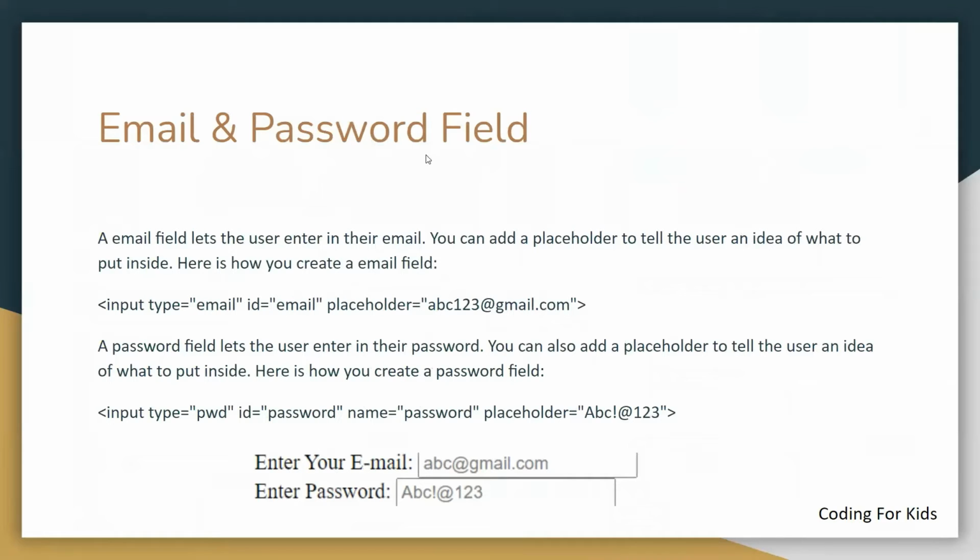Then there's the email and password field. The email field lets the user enter their email. You can add a placeholder right here. You can see there's this light gray text that is just an idea of what the user should put inside. So you would put type equal to email because we're putting an email field. And then our placeholder, I just put a very simple Gmail. And then the password field lets the user enter their password. You can also add a placeholder for this too. So you'd put the type equal to pwd. That's just the short form of password. And then our placeholder is just a random password. So that is the email and password field.